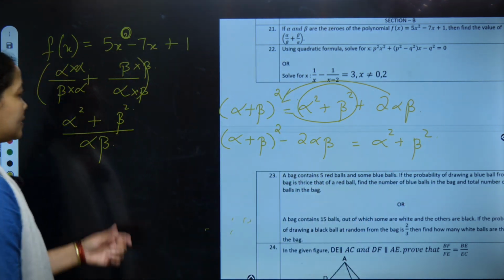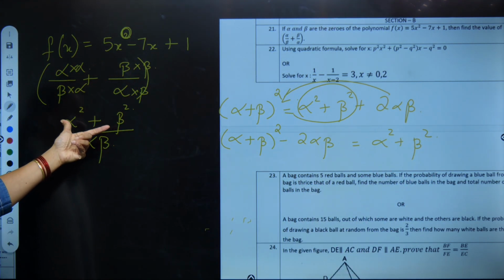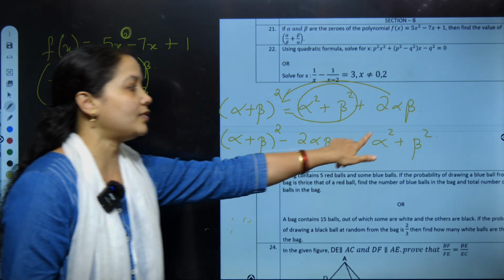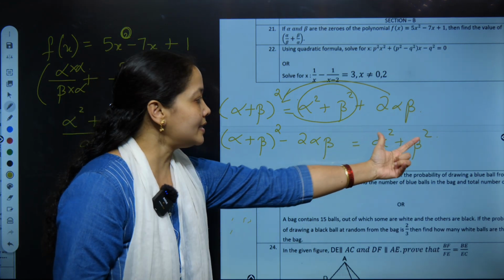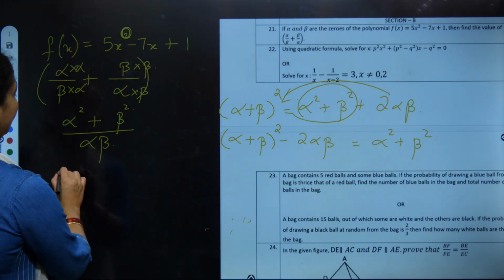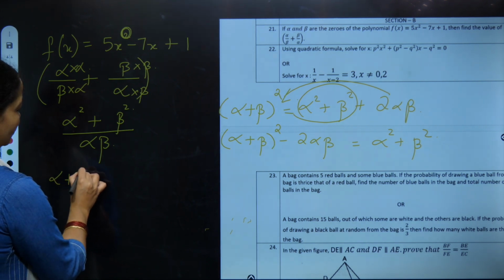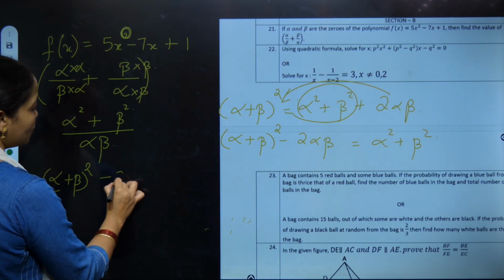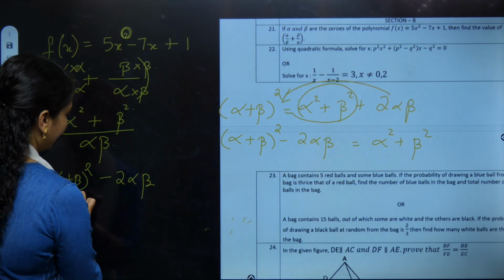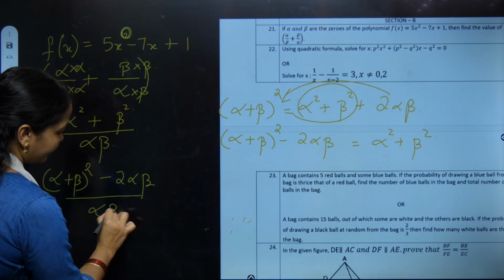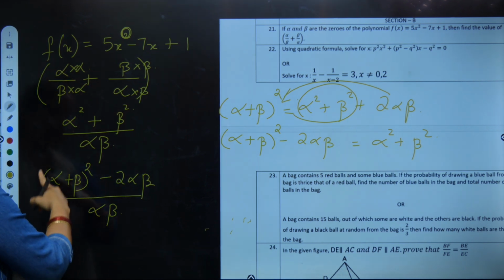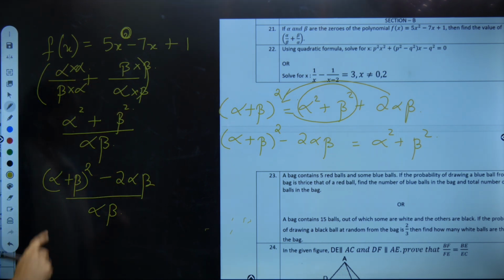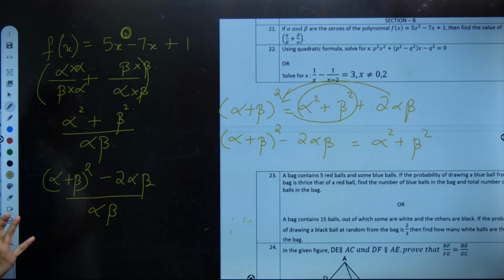Now if I have a quick check on the LCM part of the fraction, my numerator is alpha square plus beta square. So instead of that, I can replace it with alpha plus beta the whole square minus 2 alpha beta, divided by alpha beta. Now I have got the complete fraction in the form of sum of roots and product of roots.